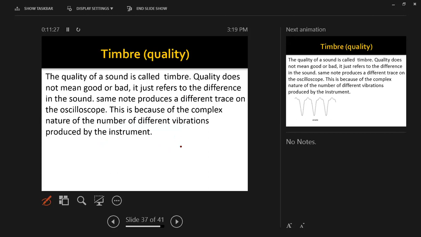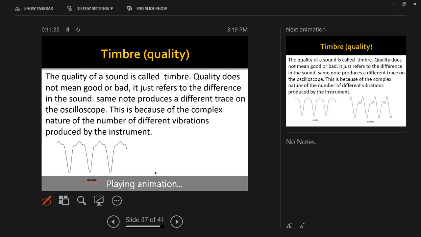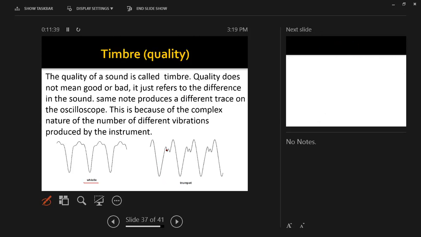The same note produces a different trace on the oscilloscope, for example. Let me show you here in the example. For a whistle, you're going to see this on the oscilloscope. But on the other hand, for the trumpet, you're going to see this. So this is the quality of the sound. It is not bad or good. We cannot say it's bad or good.